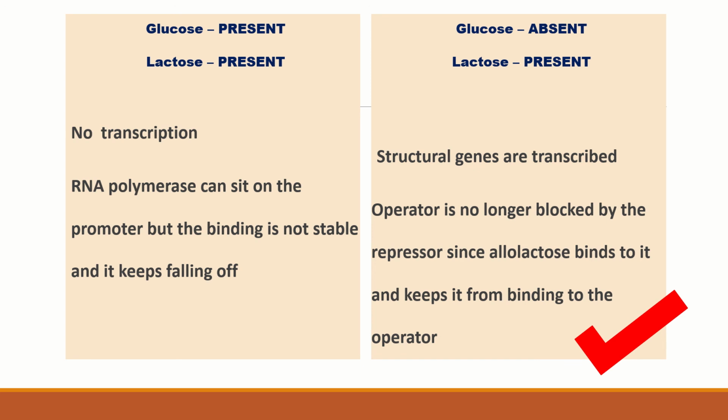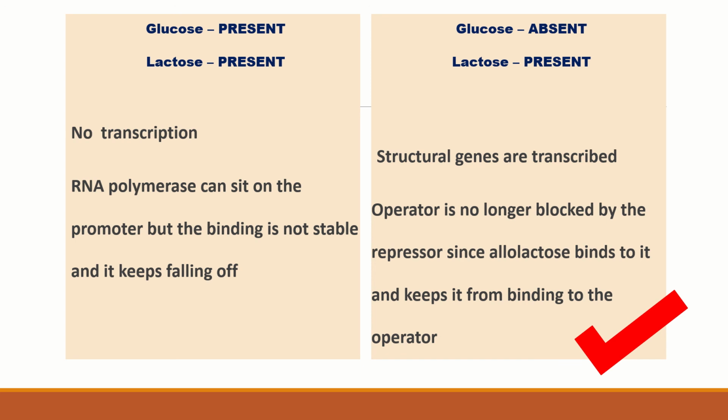The last condition is what? Glucose is absent and lactose is present. This is the condition where we see the structural genes are getting transcribed. The operator is no longer blocked by the repressor, since allolactose binds to it and keeps it from binding to the operator. When lactose is present and glucose is absent, then what happens?